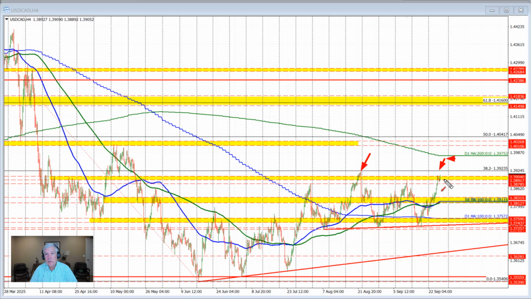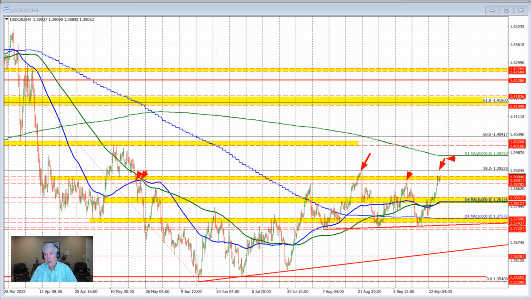Close risk is 1.3891, which is the high price that we saw a few weeks ago, and the low price of this swing area. And also was different high prices going back to this period right here. So a key level to stay above for the dollar versus Canada.